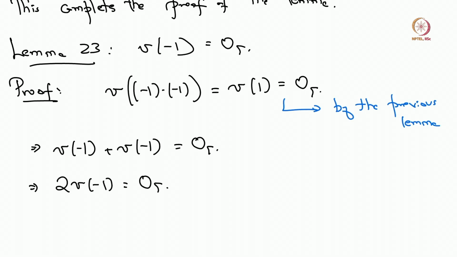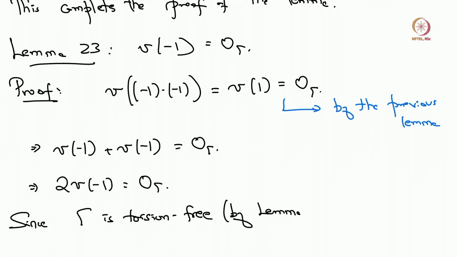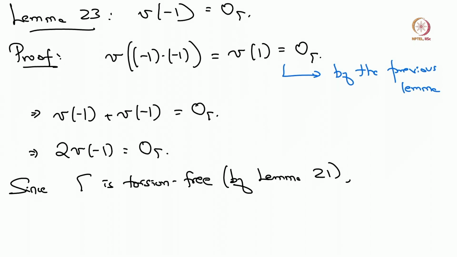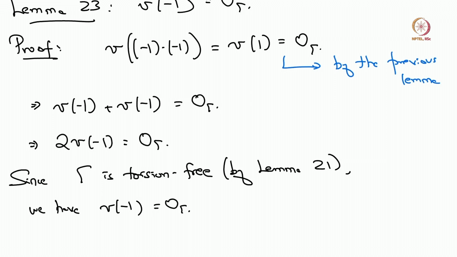But we've just shown earlier that gamma is torsion free. This was lemma 21. So you have an element that when you multiply by 2, you get the identity element of gamma. So this is only possible if the valuation of minus 1 is in fact 0. Okay, so this proves the lemma.